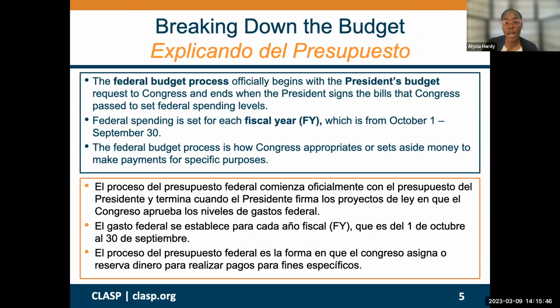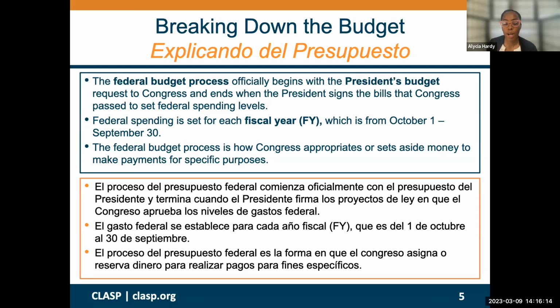The federal budget process officially begins with the president's budget request to Congress. Many of you may note that that was released today. It ends with Congress when Congress passes the required bills to set spending levels and the president signs those bills. The federal budget determines how much funding is available for the federal government to spend each fiscal year, and each fiscal year is from October 1st to September 30th.